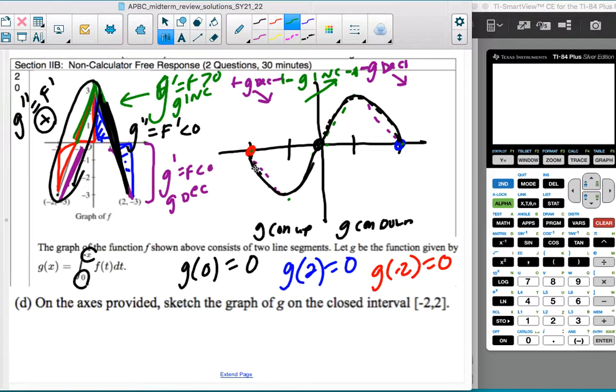I know that I have to go from decreasing to increasing, and increasing to decreasing. I know that I have to be concave up on the interval to the left of the y-axis and concave down on the interval to the right, and there's my graph. And that's kind of the gist of it.